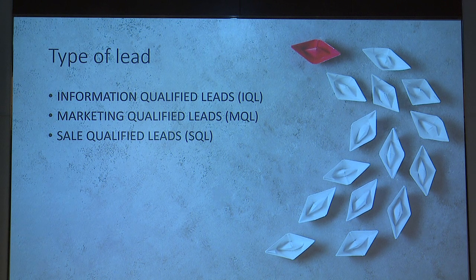And these are the 3 types of lead: information qualified lead, marketing qualified lead, and sales qualified lead. As Dr. Sanjeev mentioned, Topu, Mopu, and Bopu. Like that, the information lead is at the top of the funnel, the marketing lead in the middle of the funnel, and the sales qualified lead is at the bottom of the funnel. The information qualified lead is also called a cold lead, the marketing qualified lead is also called a warm lead, and the third one is a hot lead.